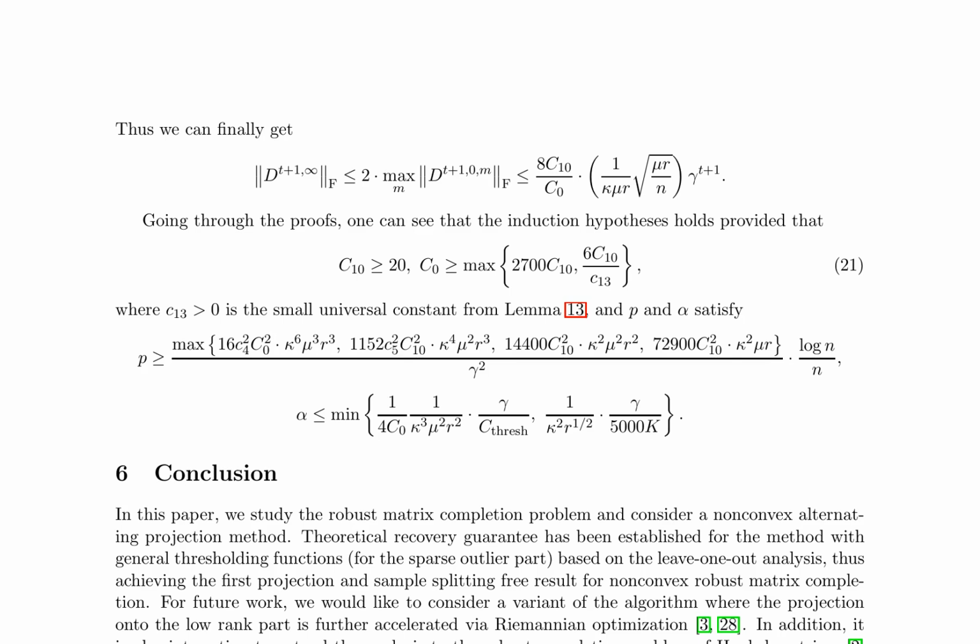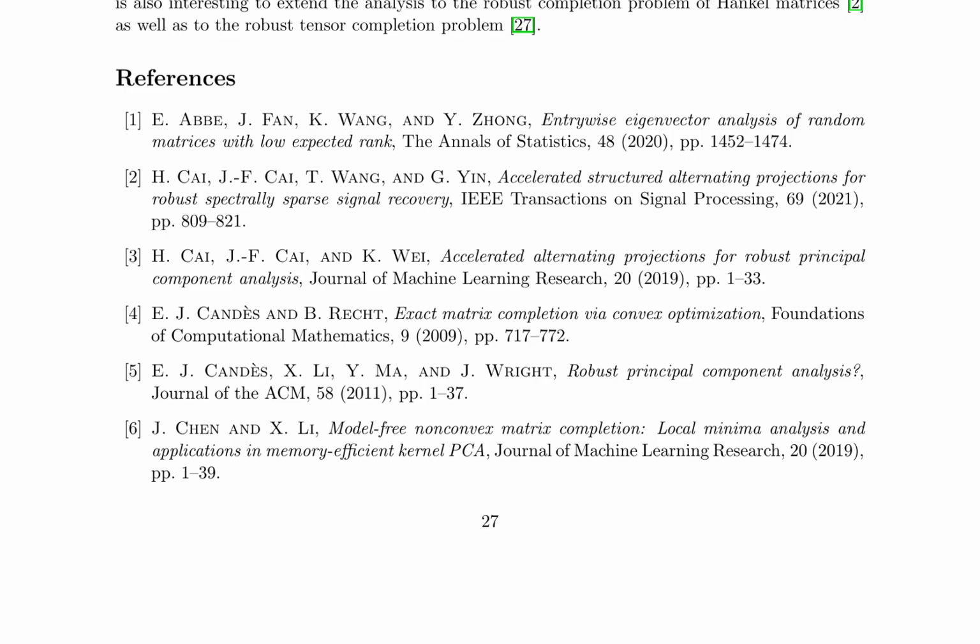The method's performance is ensured by the choice of parameters, including the thresholding function, which must satisfy specific conditions. The conditions involve the constants C10, C0, and C13, as well as the parameters p and alpha, which must fall within certain ranges to guarantee the induction hypothesis. These ranges depend on the problem's dimensions, the rank of the matrix, and the noise level.